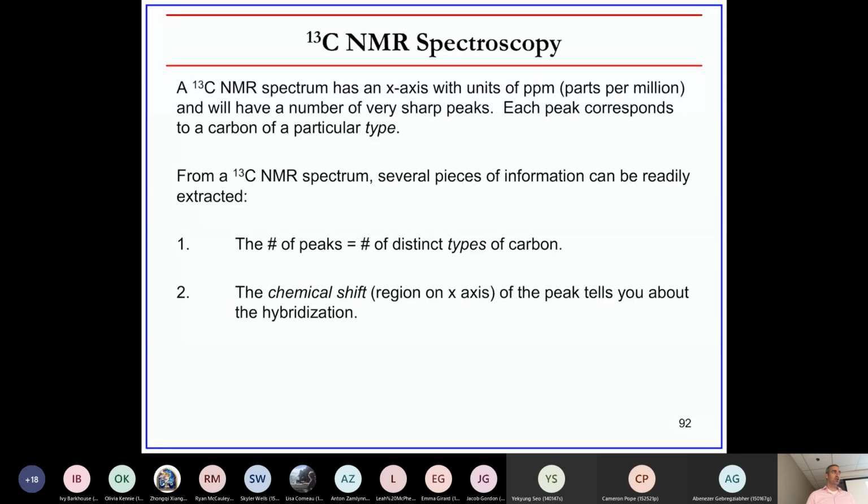So there's 2 pieces of information you get from the spectrum. One is the number of peaks, which is the number of types of carbon in the molecule. Number 2 is where it comes in the spectrum, the chemical shift. Just like infrared, where it came in the spectrum told you what kind of bond it was, whether it was a single bond, a double bond, a triple bond, bond to hydrogen, etc. Where it comes tells you about the environment, and it tells you about the hybridization as well.